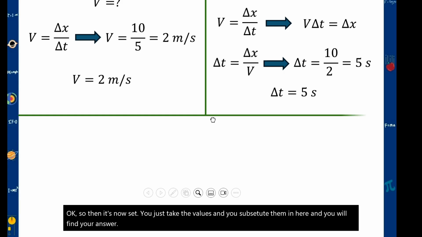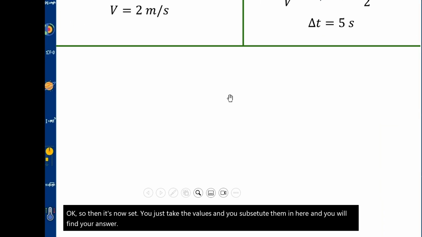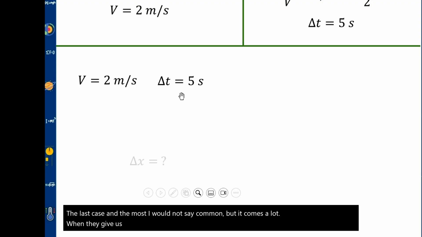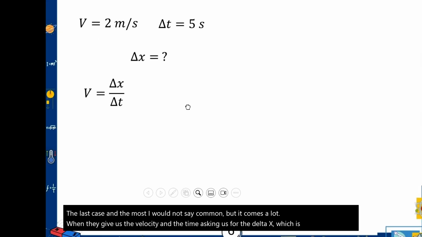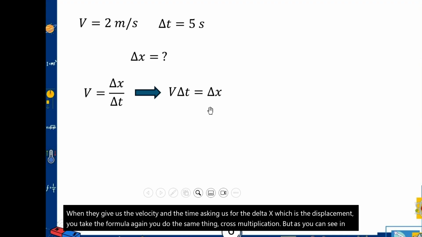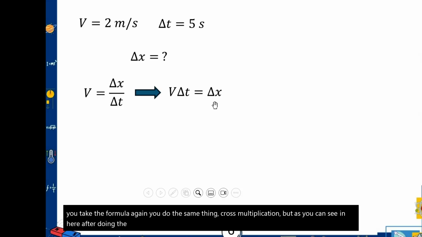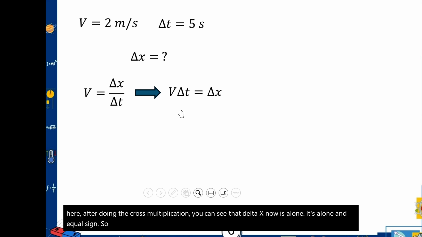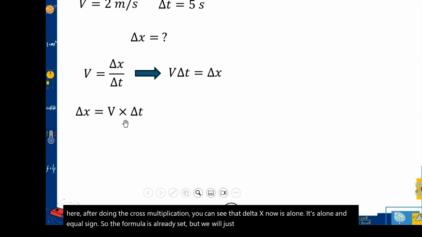The last case, I will not say the most common, but it comes a lot, is when they give us the velocity and the time, asking us for the delta x, which is the displacement. You take the formula again, you do the same thing, cross multiplication. But as you can see in here, after doing the cross multiplication, delta x now is alone. It's alone and equal sign. So the formula is already set. But we will just bring it to that side to do the same.